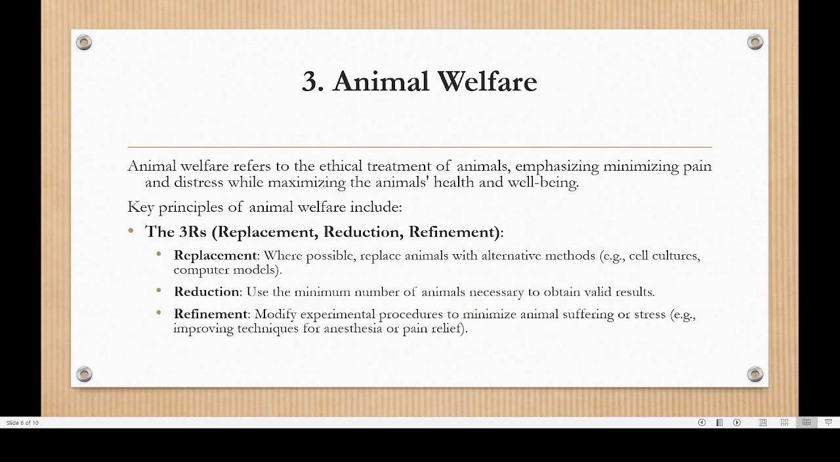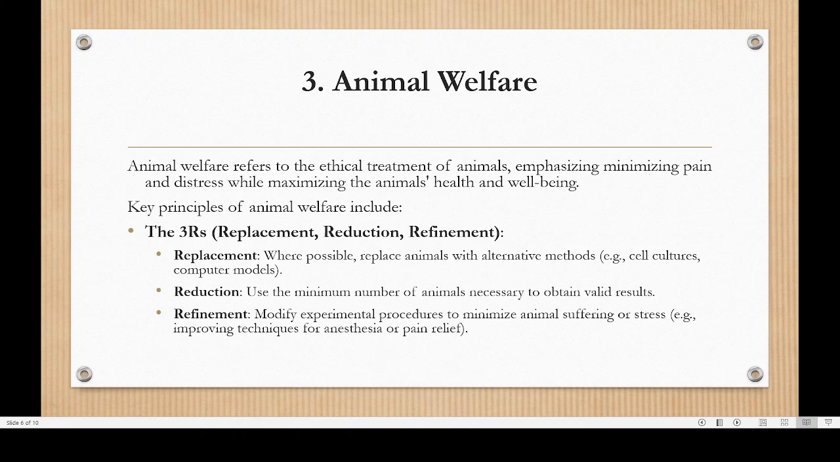Then the next aspect is animal welfare. Animal welfare refers to the ethical treatment of animals, emphasizing minimizing pain and distress. That is important. So in any animal research, we should reduce the pain and distress. That is the most important aspect in animal welfare. We should not allow the animal to suffer unnecessarily. So there is one important principle which we have already studied: the principle of 3R, replacement, reduction, and refinement. We have discussed that in our earlier class.